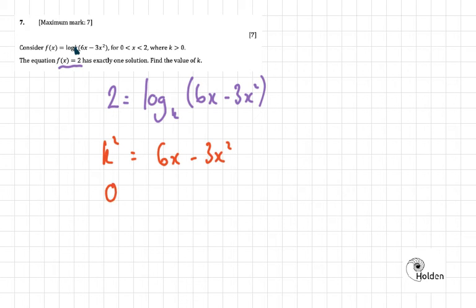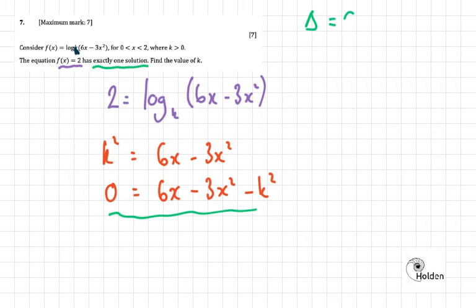What we can do now is we can say that 0 is equal to 6x minus 3x squared minus k squared. So essentially what we're doing is we're generating a quadratic. Because now we've got a quadratic, we can look at this. We can say it's got exactly one solution. Because it's got exactly one solution, the discriminant must equal 0, or b squared minus 4ac equals 0.